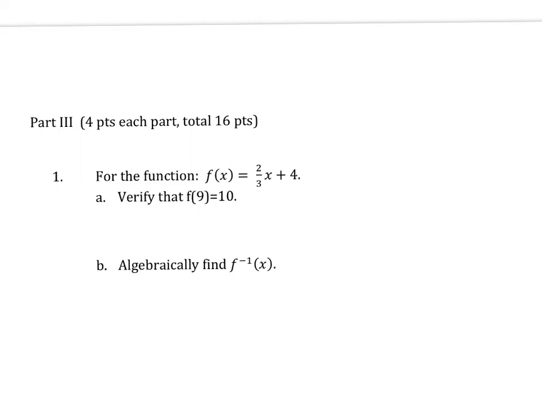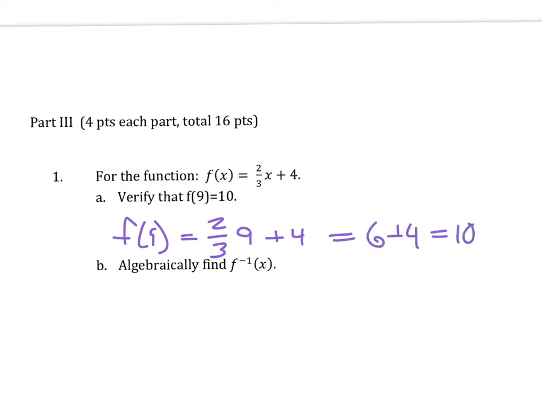Okay, so I say f of 9 equals 2/3, and I'm just poking 9 in wherever there was an x, times 9 plus 4. The 2/3 of 9 is 6, so that's 6 plus 4 is 10. Yep, okay, so 10 equals 10. Good.